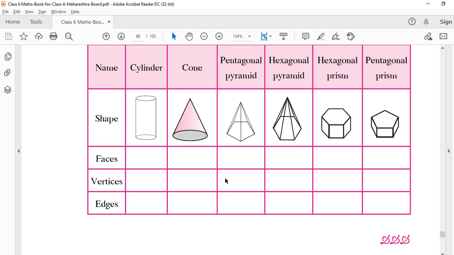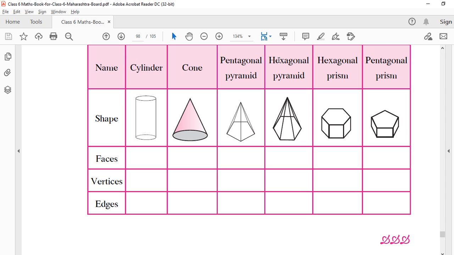Now we need to know the vertices, which are 1, 2, 3, 4, 5, and this one 6, which is at the top. So we have 6 vertices also. Now edges: 1, 2, 3, 4, 5. Correct? 5 at the bottom. Then this one 6, this one 7, 8, 9, and 10. So we have 10 edges in this case.